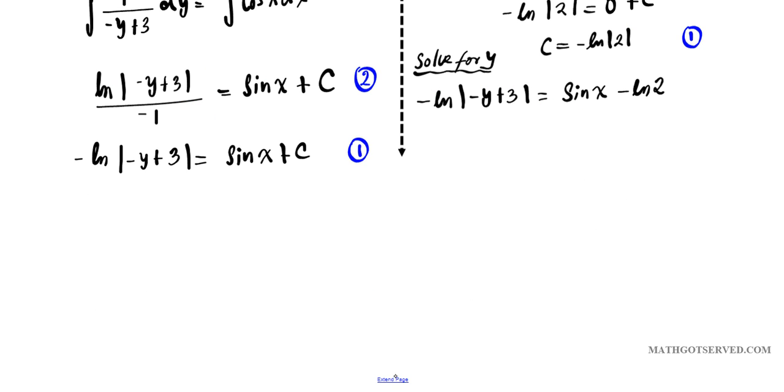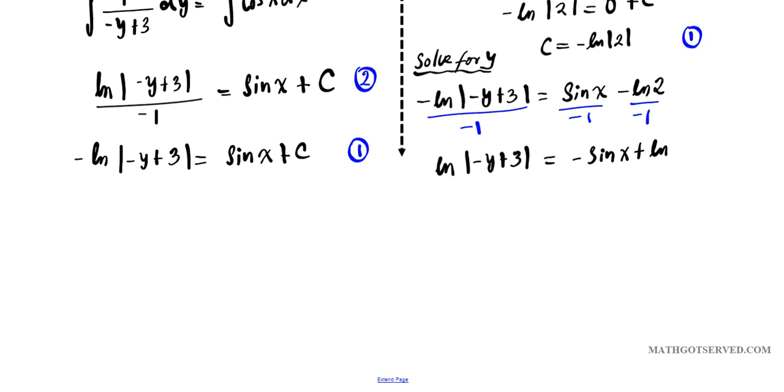All right, now we have a minus here. We can divide both sides of our equation by negative 1, or multiply by negative 1, which is the same thing. So divide everything by negative 1. That leaves us with the natural logarithm of the absolute value of negative y plus 3 equals negative sine x plus ln 2. Okay, now we have to undo this ln.